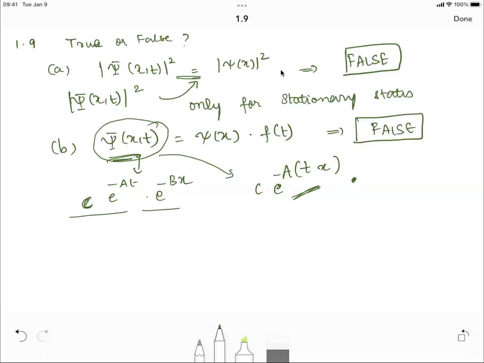So here, for simplicity, we've assumed that this function could be separable, and we derived certain equations, and we also ended up with a time-independent Schrodinger equation, but that is not necessarily the case for a lot of real-life phenomena. We cannot really separate out the time and the spatial parts of the state function or the wave function. So the answer for both parts A and B is false.